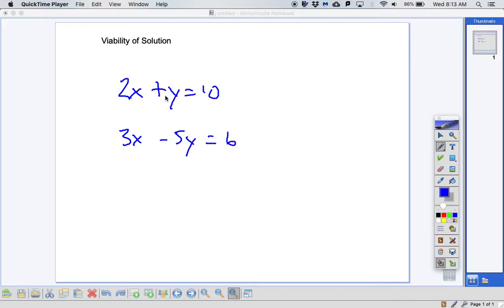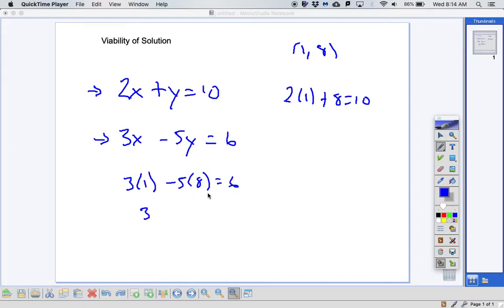We might figure out a pair of numbers that work in this system right here. Say we got 2 times 1 plus 8, and that is 10. So we could say that the solution (1, 8) is a solution here when x is 1 and y is 8. But that doesn't mean it's viable for this system because it has to be true in both. It is true in the top, but let's see if it happens to be true in the bottom. Since I just randomly picked those numbers, it would be astonishing if it is.